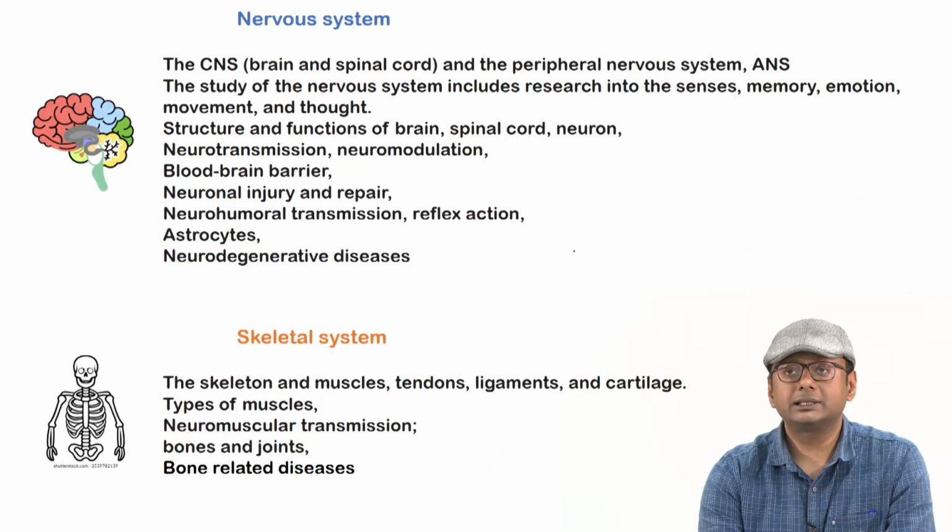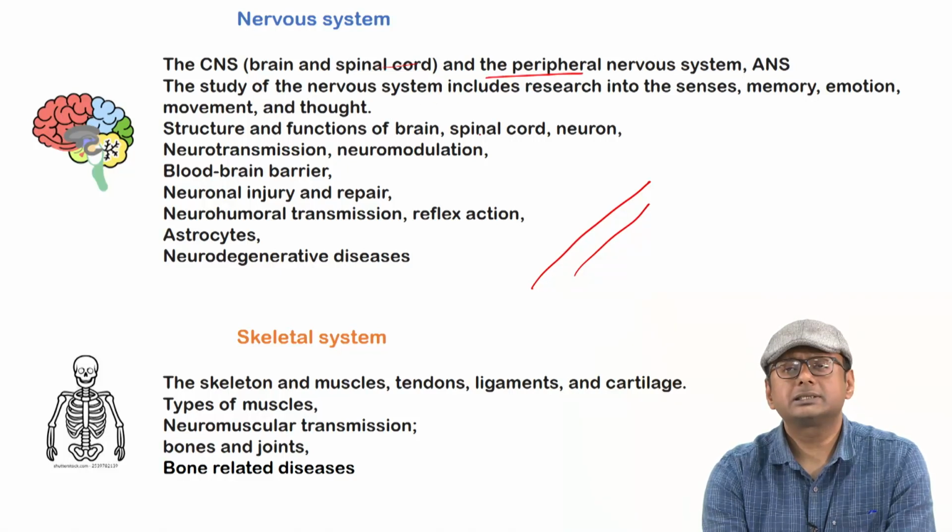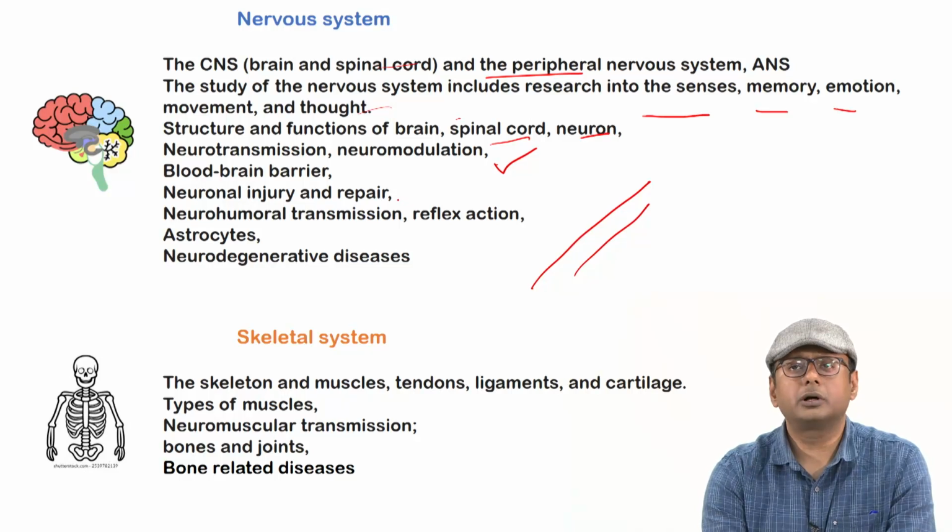The nervous system, as I said, the brain and spinal cord. The brain is our most important organ in our body, according to me. So we'll thoroughly discuss the brain and spinal cord, the peripheral nervous system, the autonomic nervous system, and then we'll see how the senses, memory, emotions, movement and thoughts are controlled. We'll discuss in detail the structure and functions of the brain, spinal cord and neuron, neurotransmission and neuromodulation. These types of processes will be thoroughly covered.